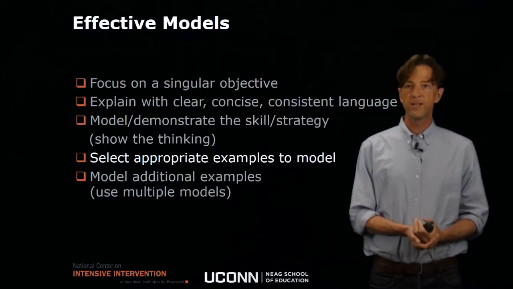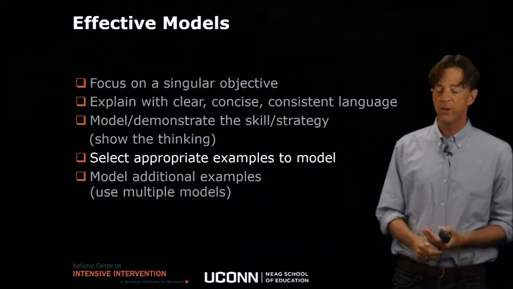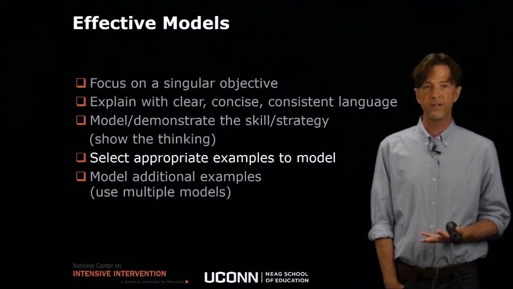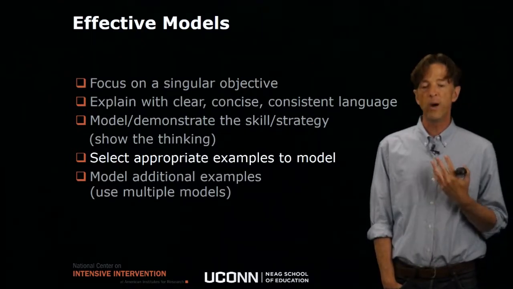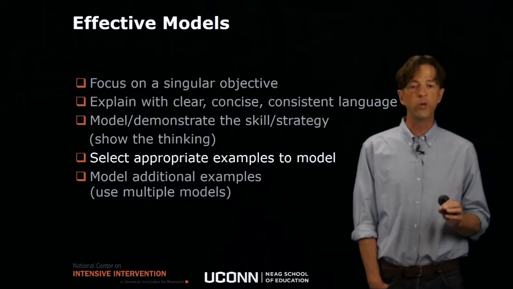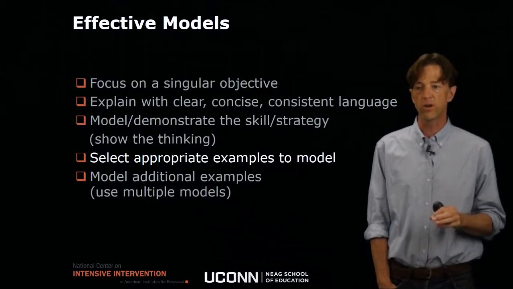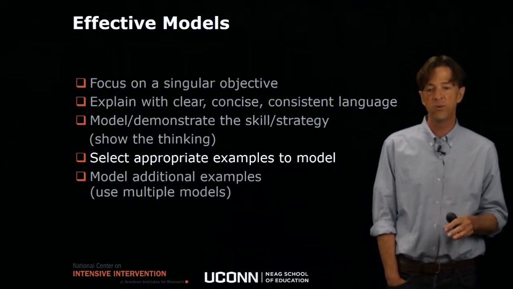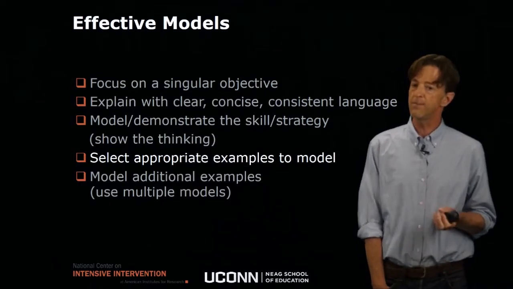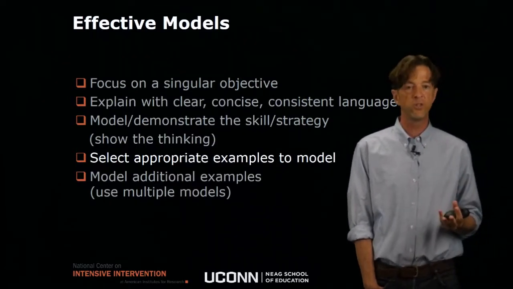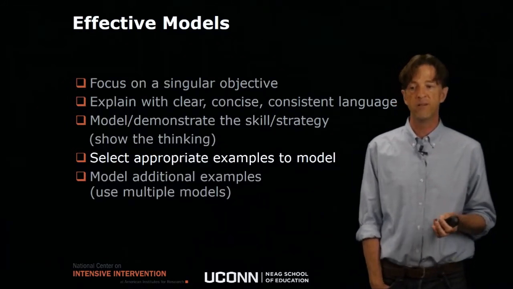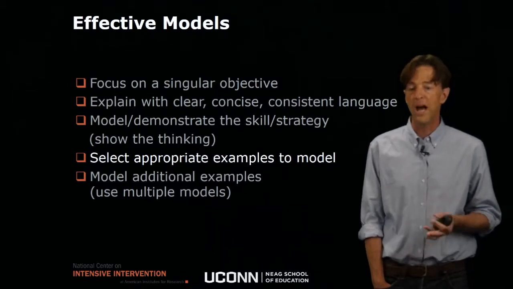So the next thing we want to think about is selecting appropriate examples to model. One of the things that we always want to be careful about is, especially when we're modeling a comprehension strategy for the first time, we want to show how it works with passages and text that's really going to be a good example of how it's going to work. Sometimes we fall back on the idea that we'll just use whatever book we're reading at the time to model a comprehension strategy. And sometimes that backfires because the passage from the book you're reading at that time may not be a good example where the strategy works really well. Might not work that well.